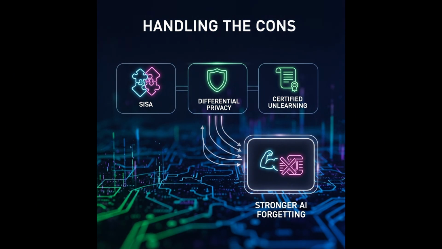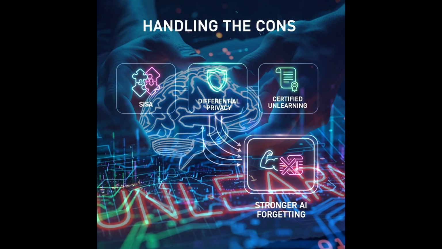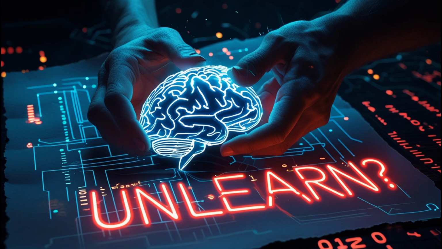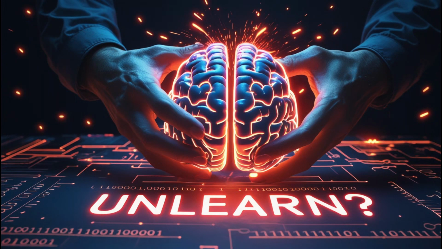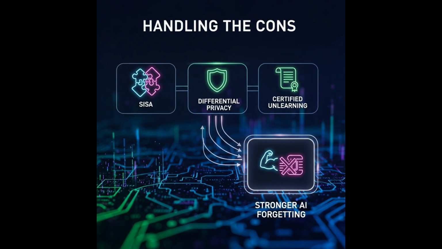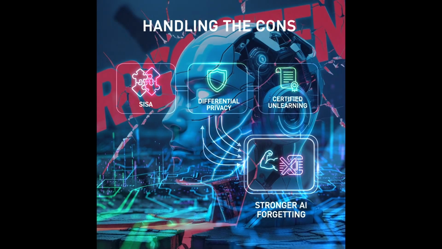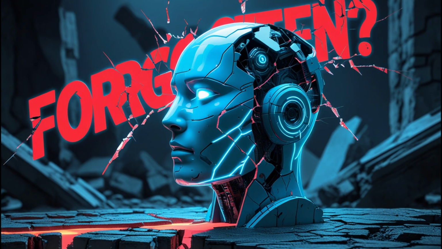Part 6. How it's handled. So how do we fix the cons? Researchers are working on certified unlearning, mathematical guarantees that the model really forgot. Others mix it with differential privacy, so the model never memorizes too much in the first place. And in practice, companies use a hybrid. Keep training structured, like SISA, plus add noise and privacy filters. It's still an ongoing battle. Think of it as teaching a machine to forget like a human, not just deleting, but rewiring its brain.